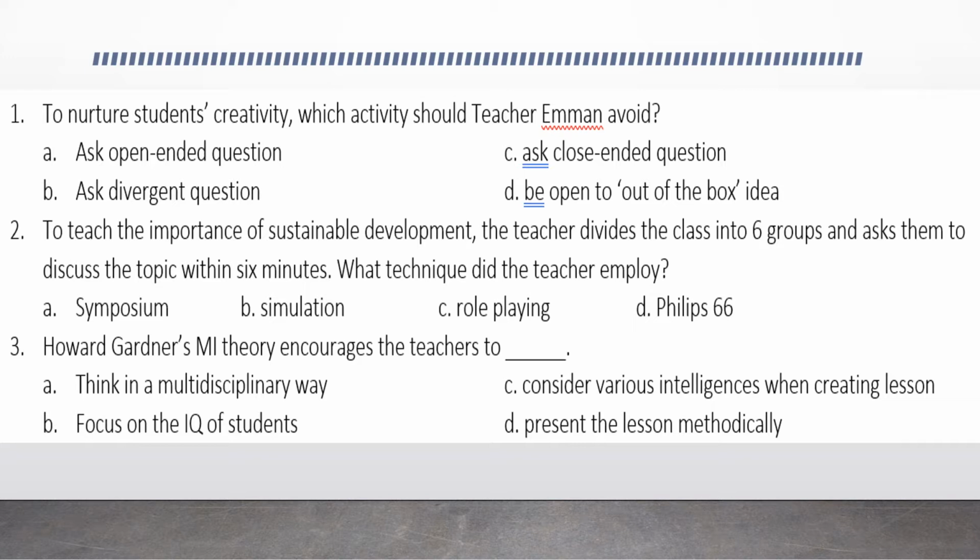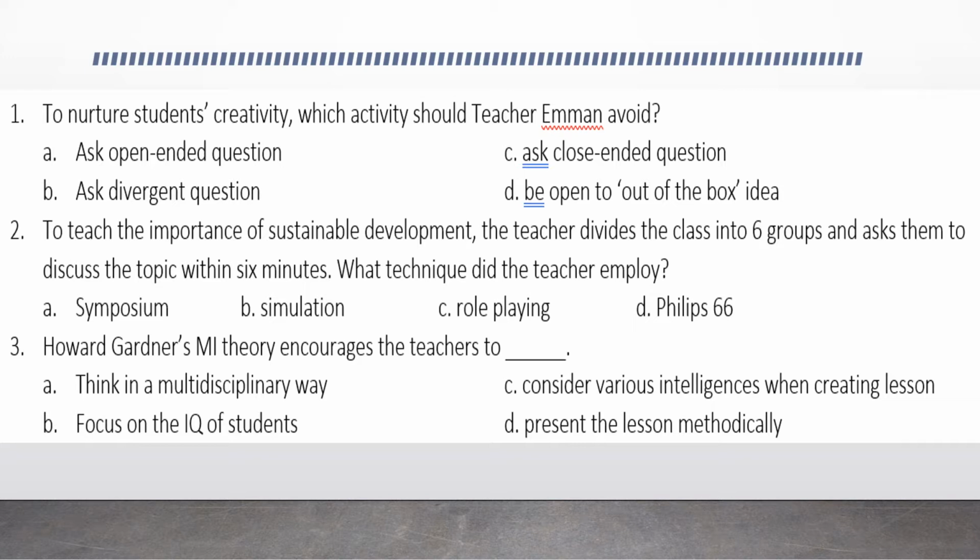Number 3, Howard Gardner's MI theory or the multiple intelligences theory encourages the teachers to A, think in a multidisciplinary way, B, focus on the IQ of students, C, consider various intelligences when creating lesson, D, present the lesson methodically.